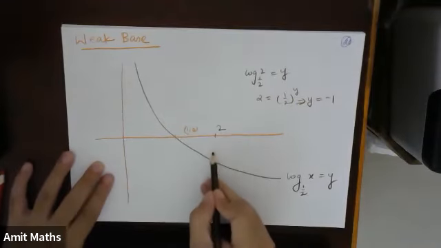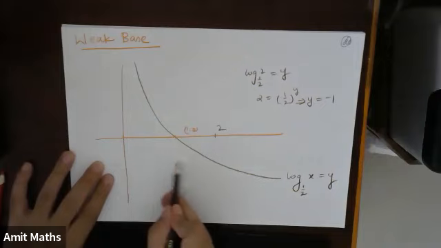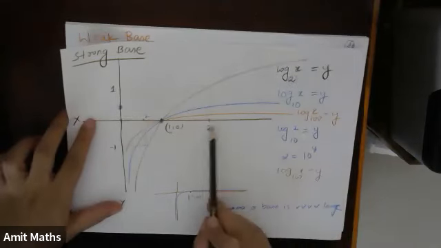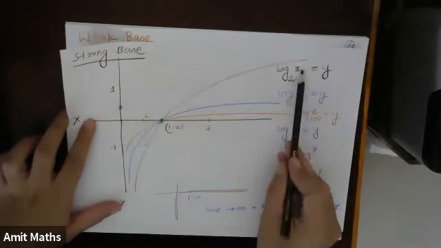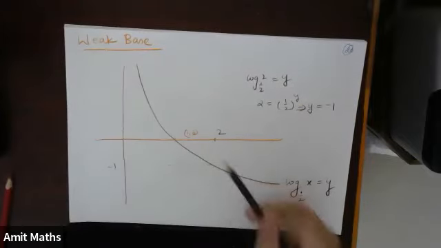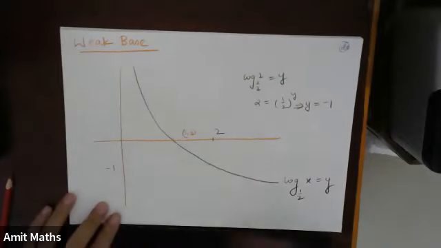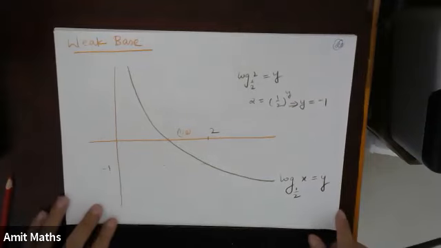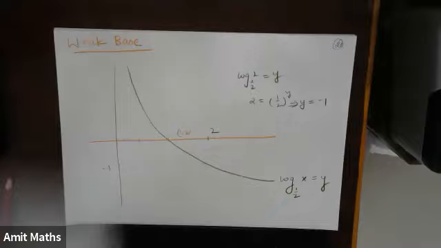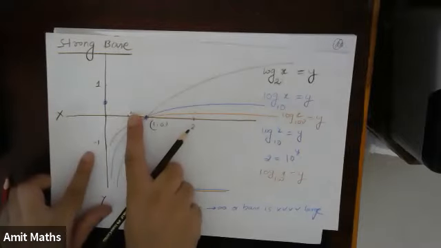So for 2, the y is -1. In the previous case, for log base 2, if x is equal to 2, what was y? y was 1. In this case, if x is equal to 2, what will y become? -1. This is in the case of weak base. Understood?